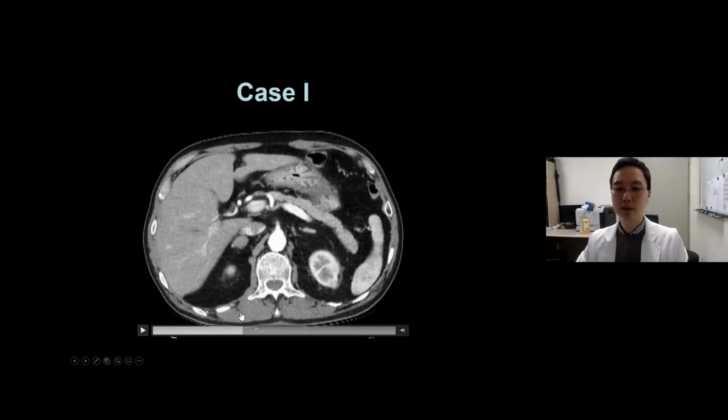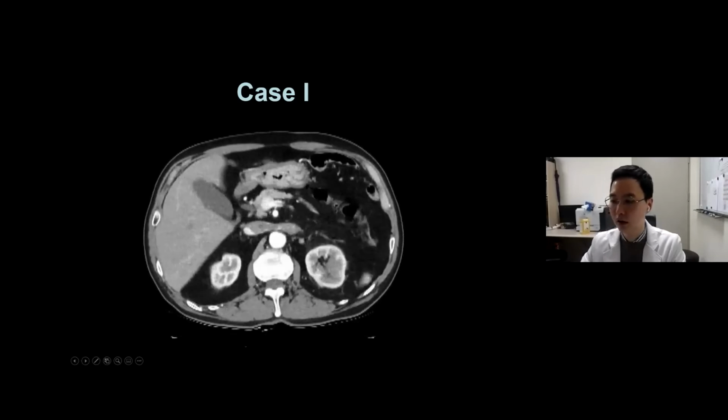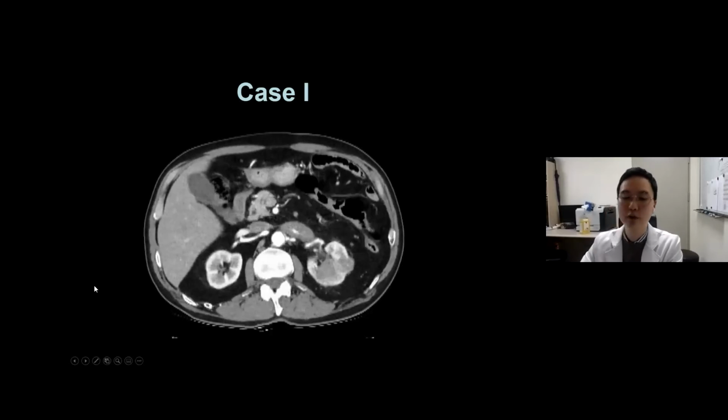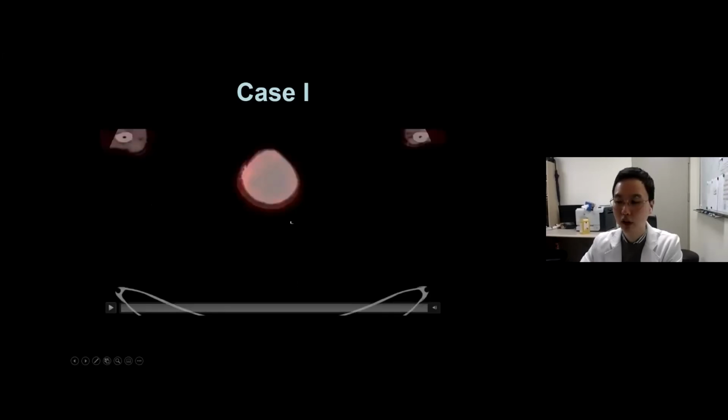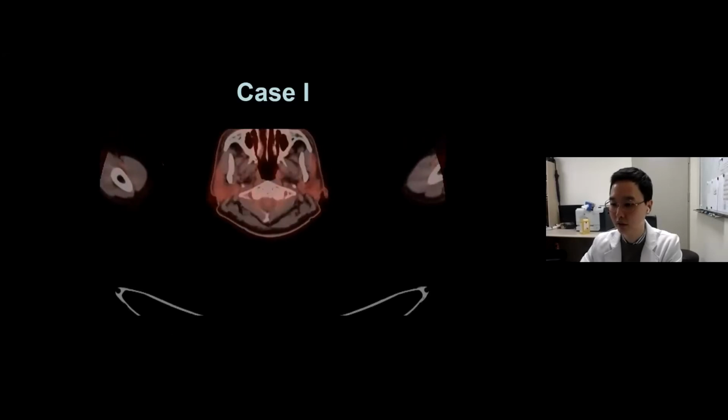So from the image, you can see an RCC with venous thrombosis extending from the renal vein to the IVC, and also lymphatic metastasis and probable metastasis to the right adrenal gland. So for further evaluation, FDG PET-CT was done in this case.